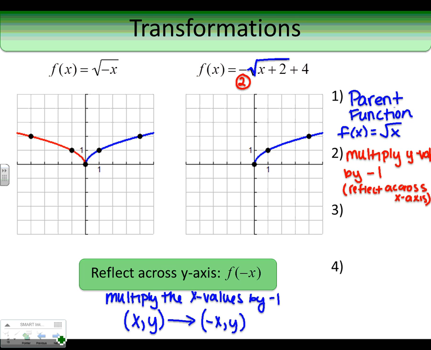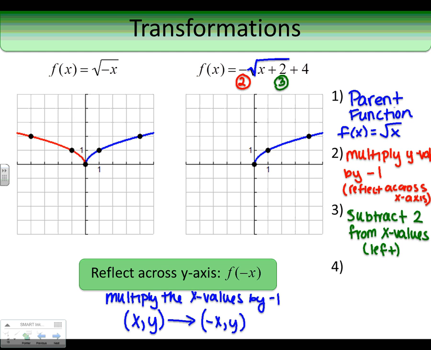Our next transformation, we have this 2. We're adding a 2 on the inside of the function. So whatever happens on the inside of the function affects our x values. So we're subtracting 2 from the x values, which moves the graph to the left.